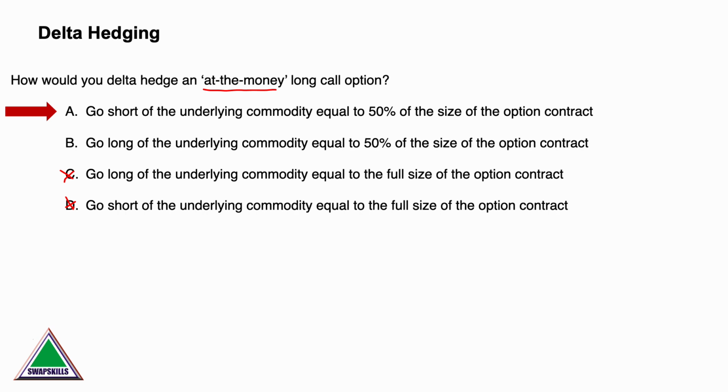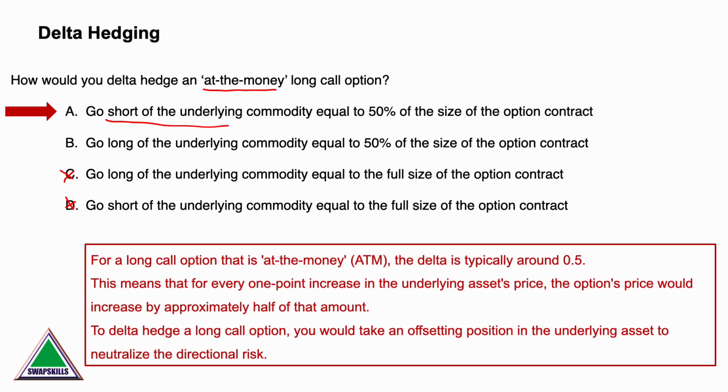So what you need to do is to put a trade on the books which will benefit you if the price of the underlying goes down. So that's why you're going to go short of the underlying commodity. And as you remember, if you go short on something, you make money when it goes down. So if the price goes up, the option will make you money. If the price goes down, the short position will also make you money. So you're hedged.